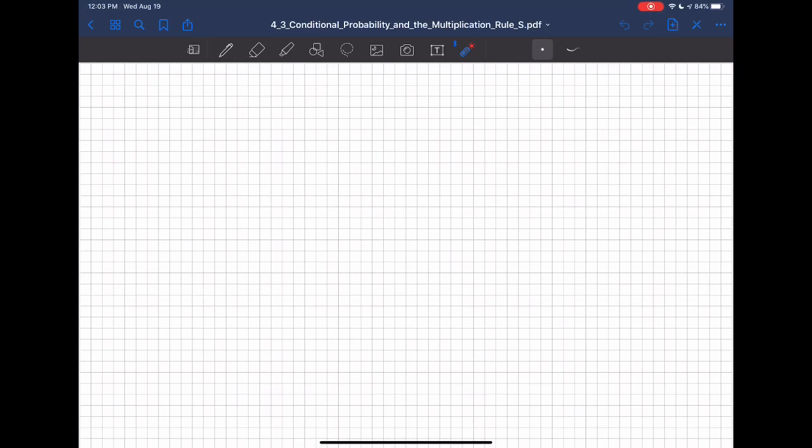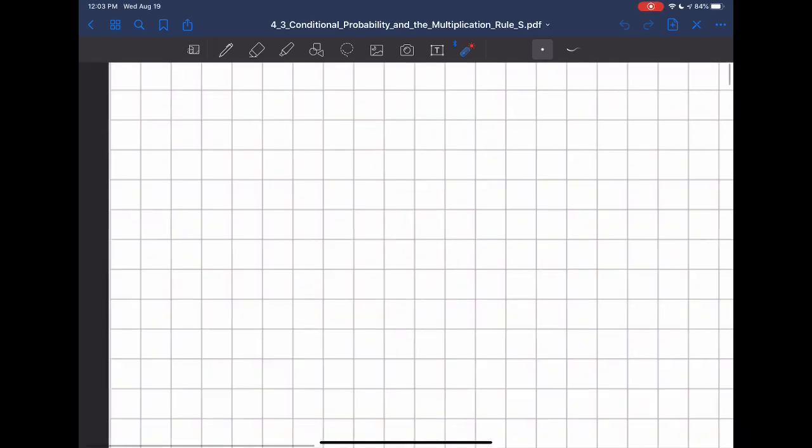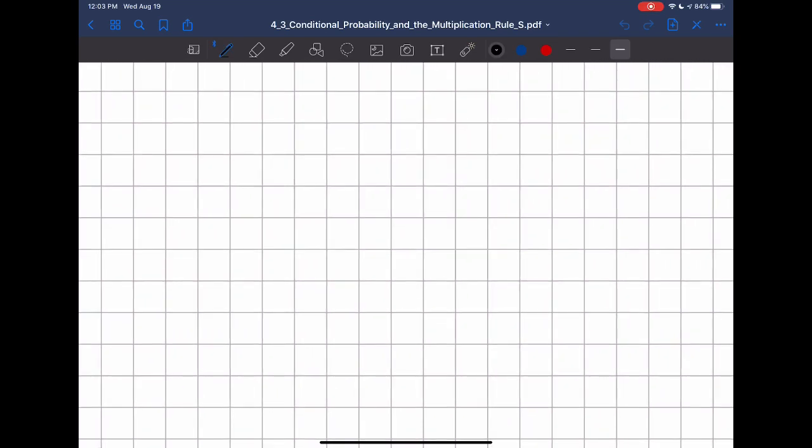In this section, we're going to talk about something called conditional probabilities and the multiplication rule. And we're going to see how we could use this to solve real world problems. So to begin, I want to do a little bit of introduction.